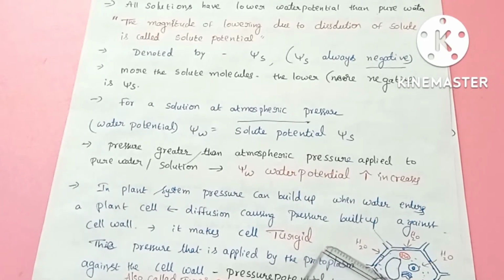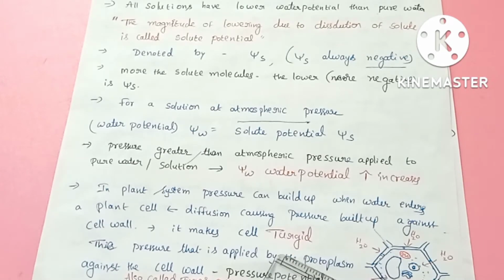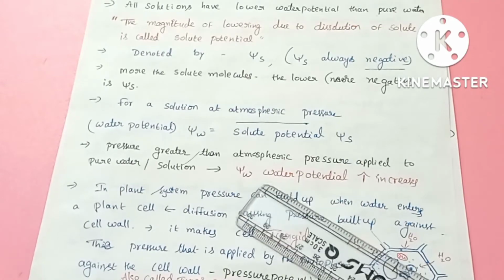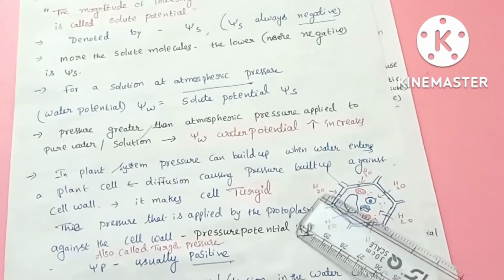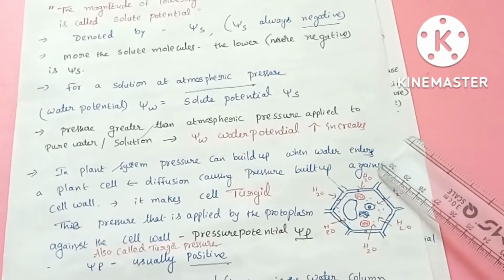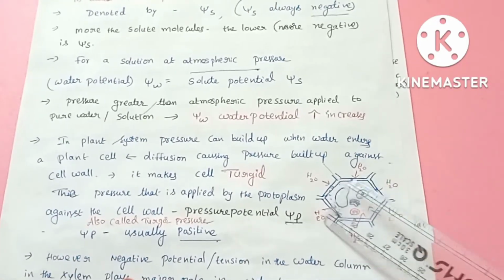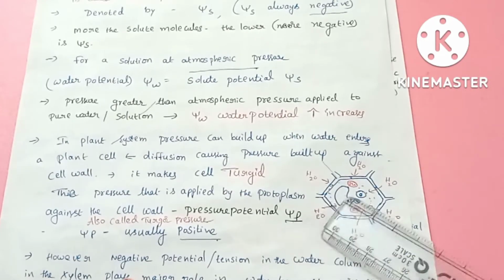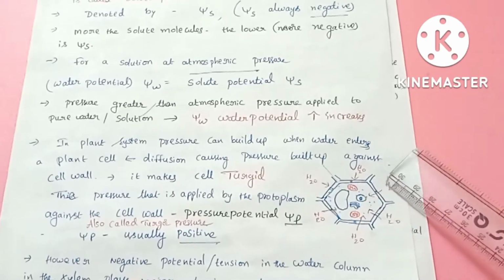If we take a plant and pour some water, what will happen? The water will be absorbed by the roots and will enter all the cells of the plant, right? So the water molecules will diffuse into the cells. Because of the diffusion, pressure builds up against the cell wall, and it makes the cell turgid.